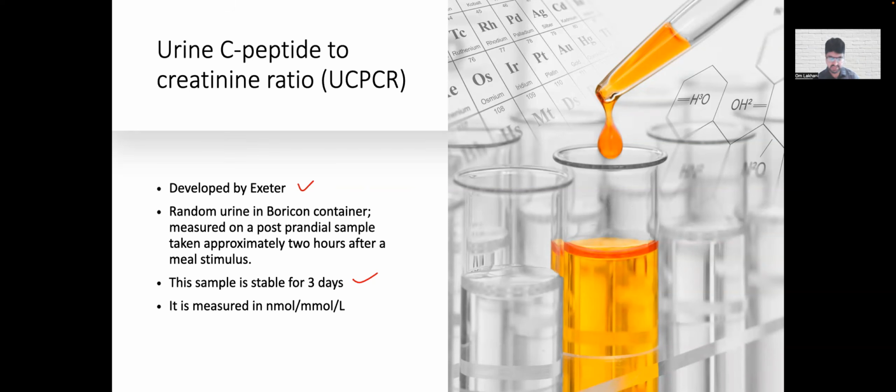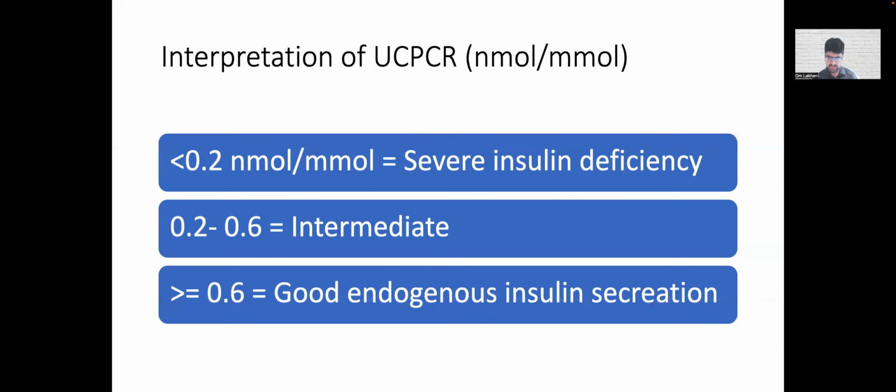So again, you can send it to some lab which can do the assessment. The measurement is done in nanomoles per millimole. Now, this test, unfortunately, is not available in India, but if you have access to Exeter, you can send this test to Exeter. Like I said, if you use a boric acid container, the urine sample will be stable for almost 3 days. So perhaps by fast courier, you can send it.